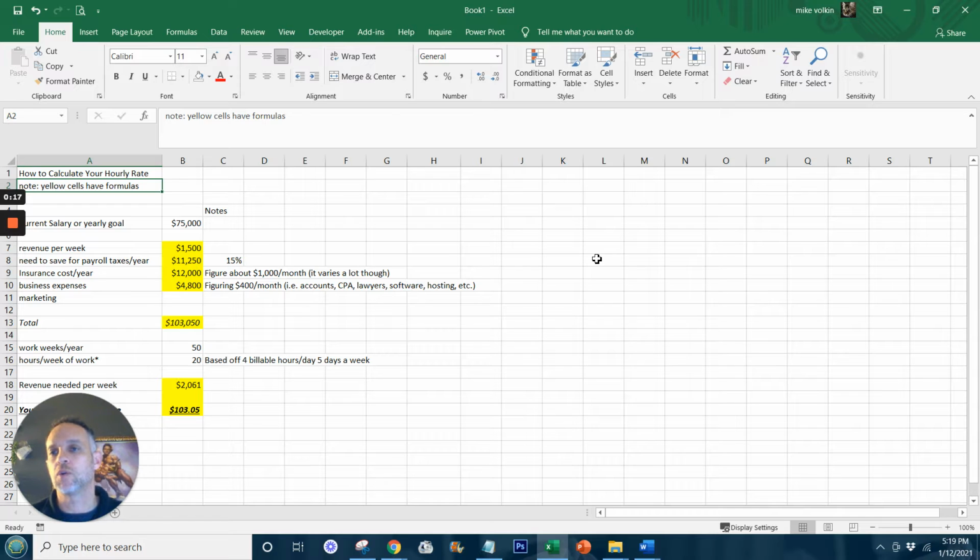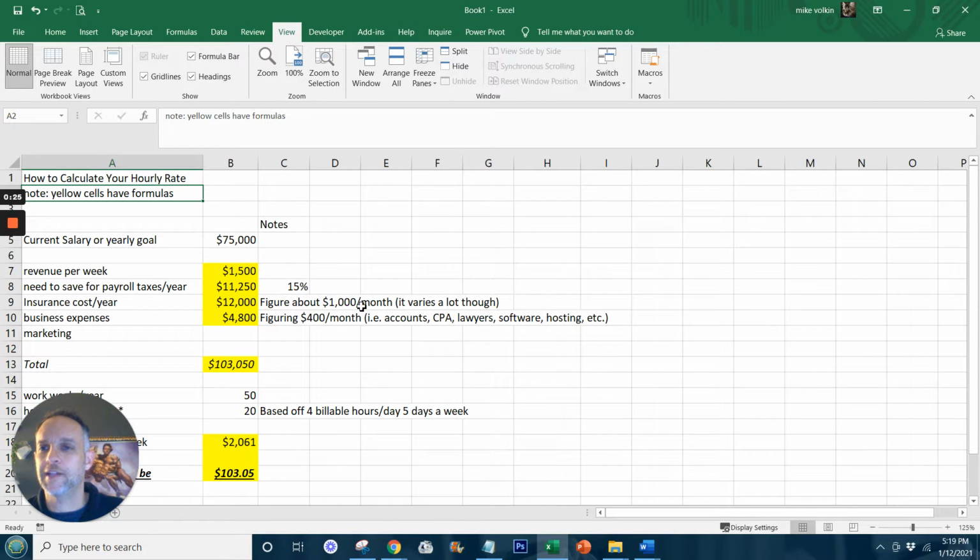So first thing to note, the yellow cells have formulas in them. Let me zoom in, hold on one second. That is so much better. Okay, so now we can see it better. So the yellow cells have formulas in them, which means if you're not good with Excel or you don't want to mess up the formula string, then don't touch the cells in yellow.